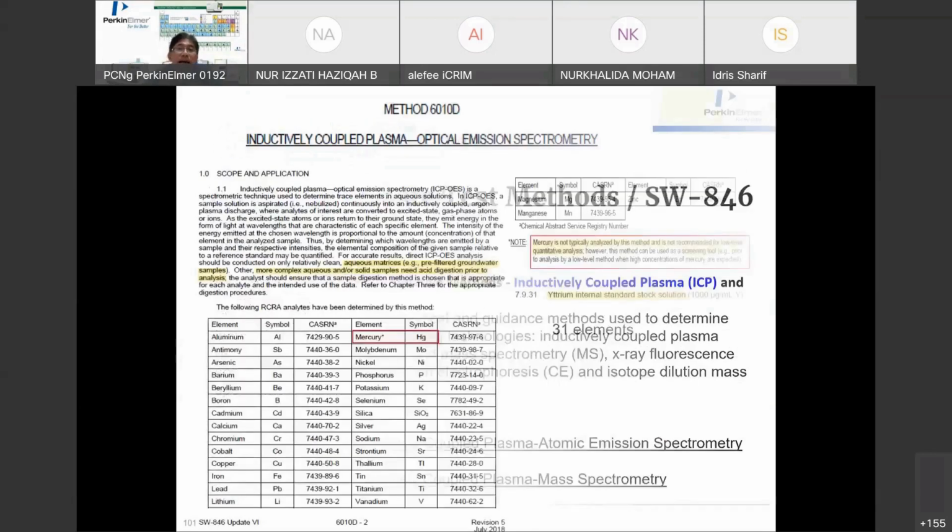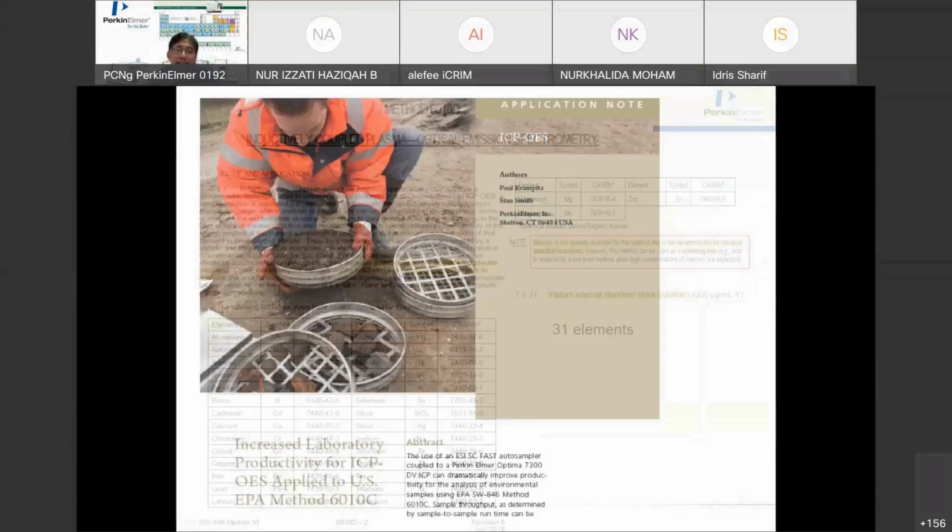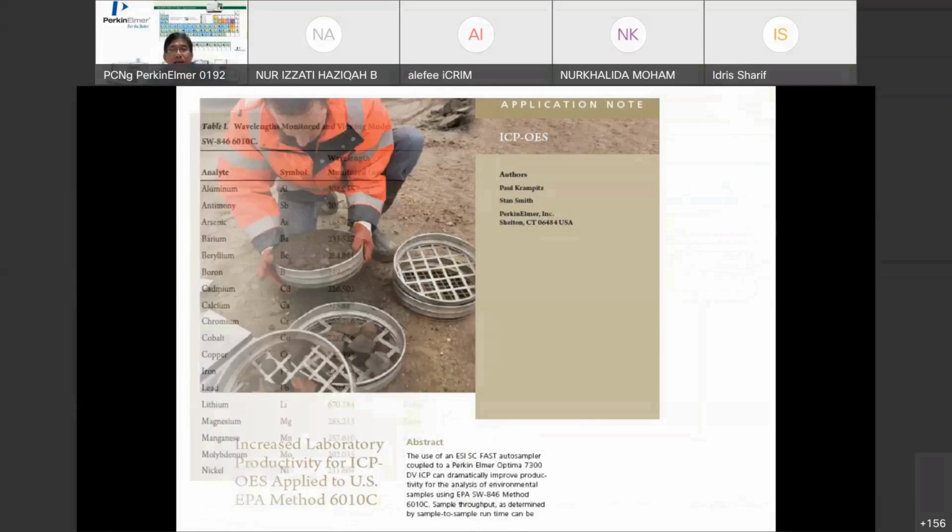Okay, so like 6010, after sample prep, it puts mercury here. You can analyze it, but there is a note: mercury is not typical by this method. It's not recommended for low-level quantitation. It's stated that mercury is not suitable for ICP-OES, so you can use it as a screening tool. About 31 elements are listed, row 1, row 2, and so on. So this is US EPA 6010 on the Perkin Elmer ICP-OES that we are running.